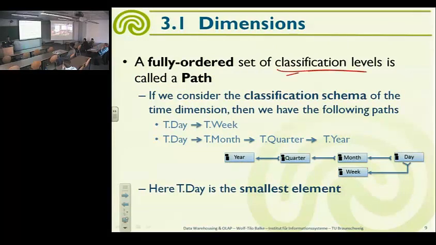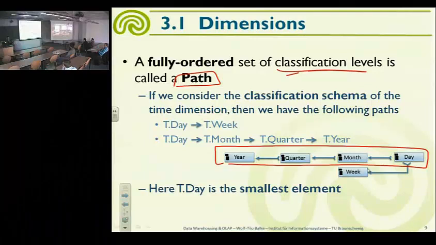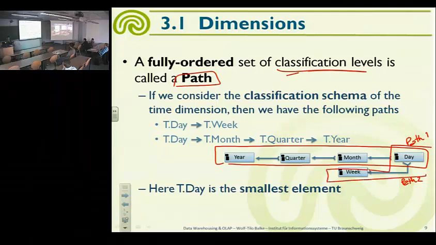A classification level, so these are basically some definitions. You've already heard me saying that term. Once you have classification levels, so this is the time dimension, and you have a hierarchy that is ordered, it's called a path. So here you have two paths in the time dimension. Path 1 is basically you go from the day to the month to the quarter to the year. And then you have the second path, which is over here. You go from the day to the week. And again, these are defined in the classification schema.